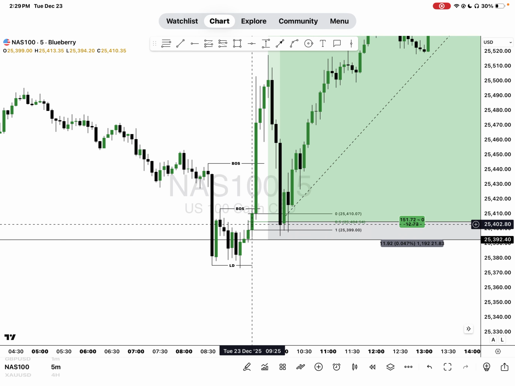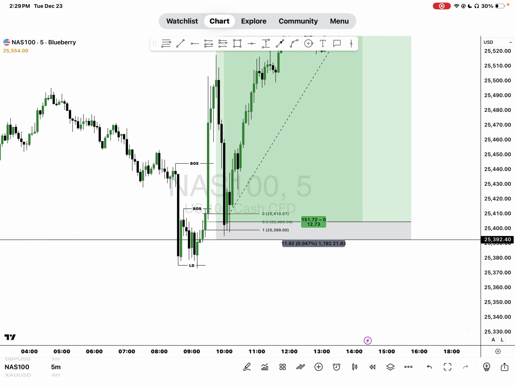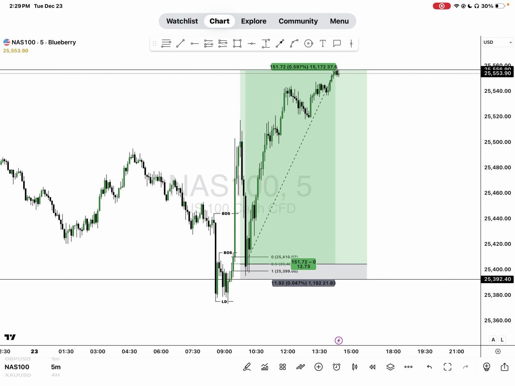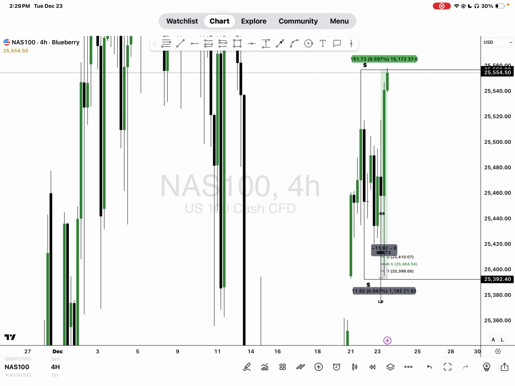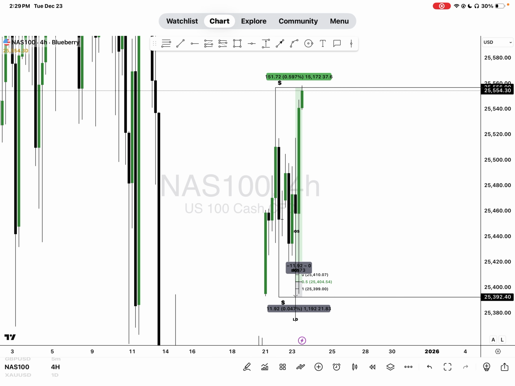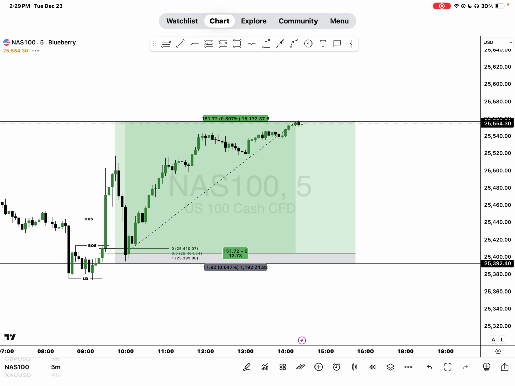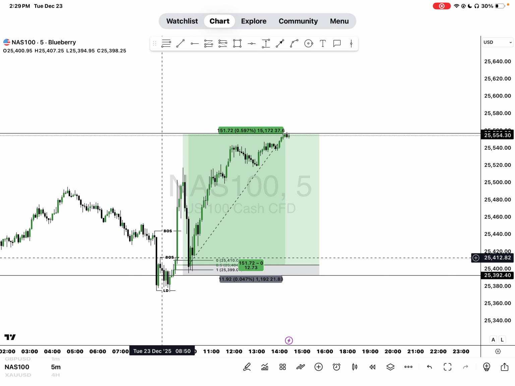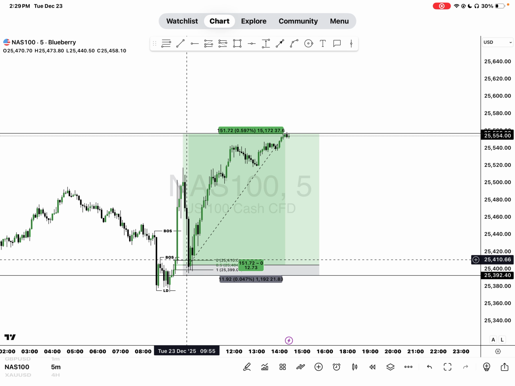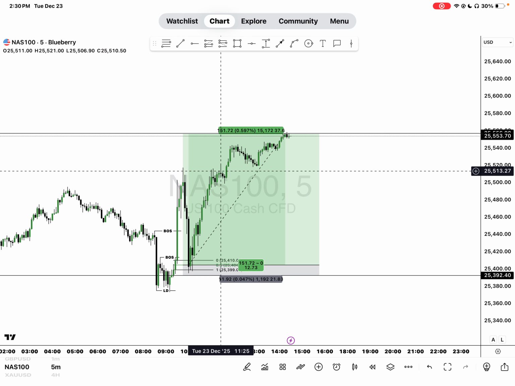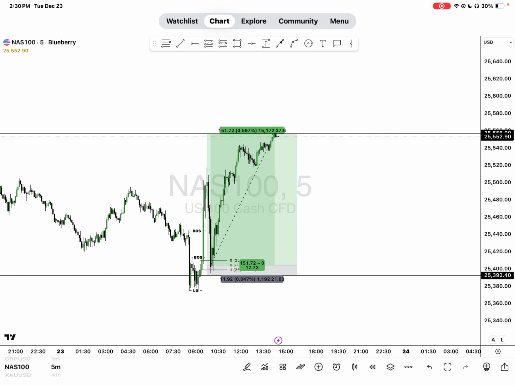Price came back, mitigated 100% of the price gap, I had my stop loss at the low, and then obviously targeted the previous 4 hour liquidity point, which is that high. And that is exactly what happened. So I took this trade. This actually ended up being a 12.7 to 1. Perfect, beautiful execution, pro trend.